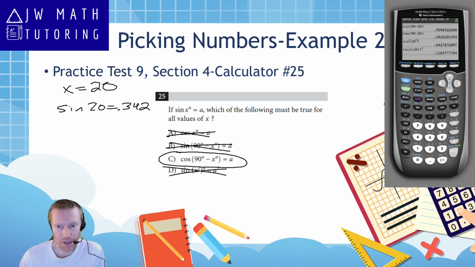Cos of 90 minus x is equal to the value of A. And again, I just picked a value for x. Then I worked out what the value of A had to be, and then just checked that against all the possible answer choices to see which statement was true.